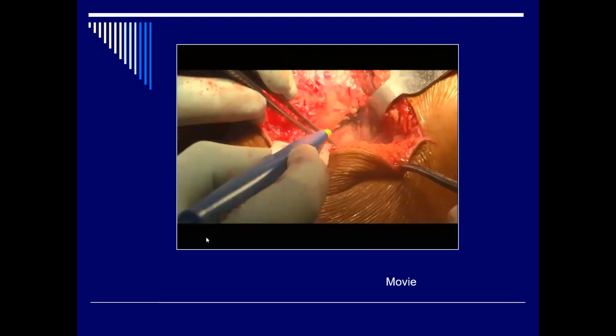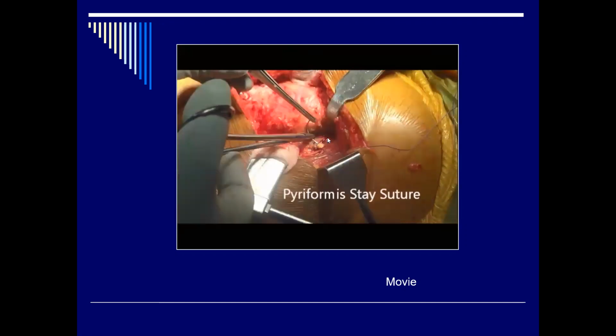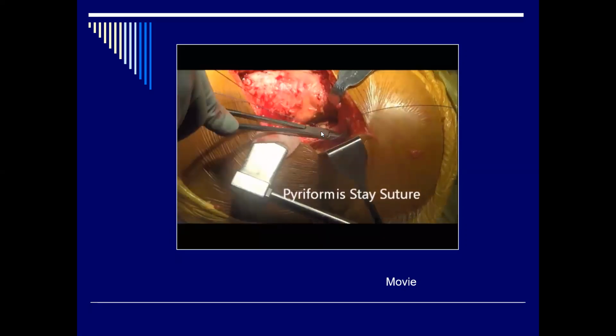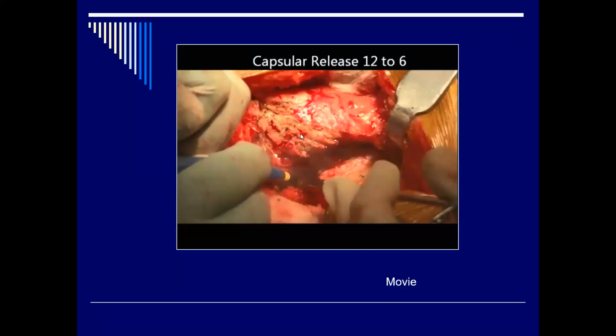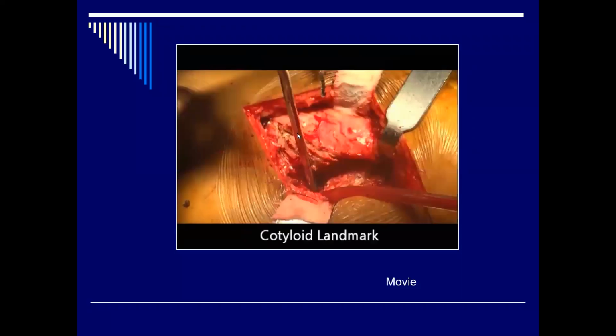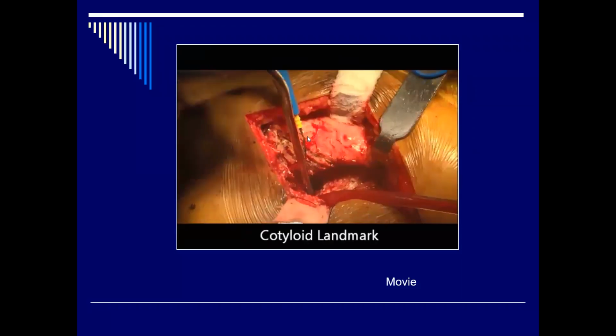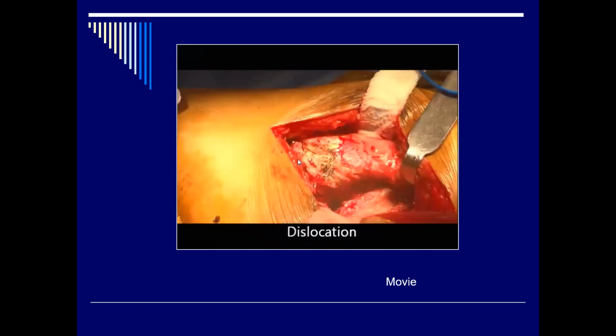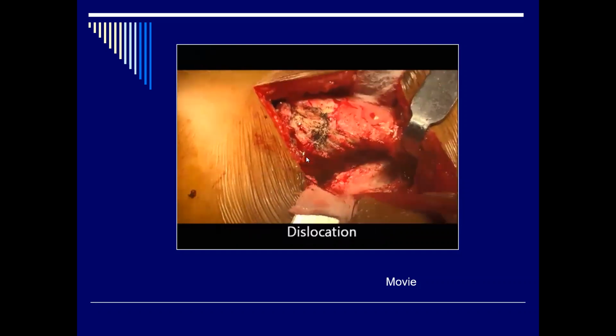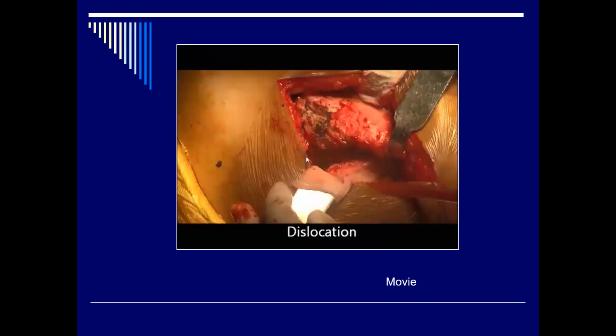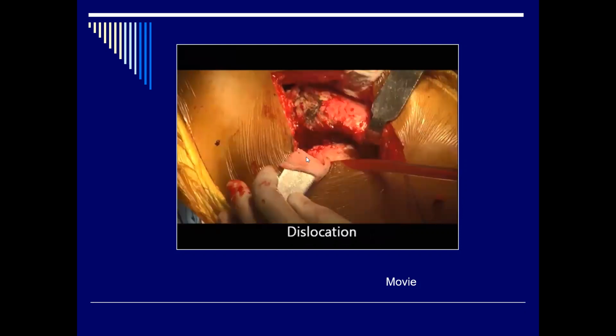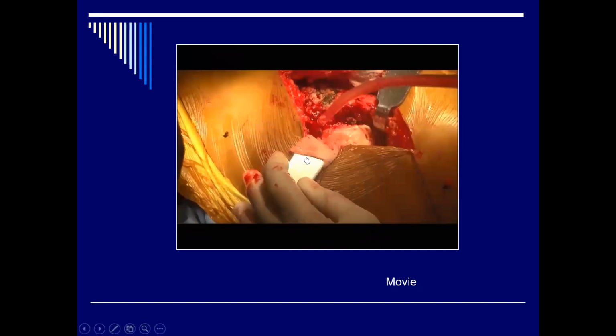That's the piriformis tendon. Can you see the structure here? That is a stay suture. This is a very glistening, important structure. Now I'm releasing the capsule and then making the condylar mark, how much lengthening I have to do. And that is a gradual flexion, adduction, internal rotation, and delivering the head out of the acetabulum.